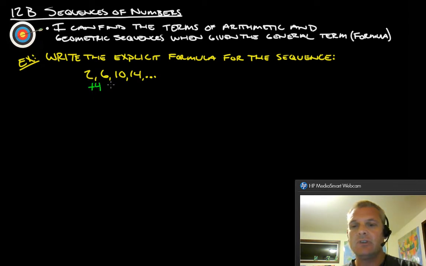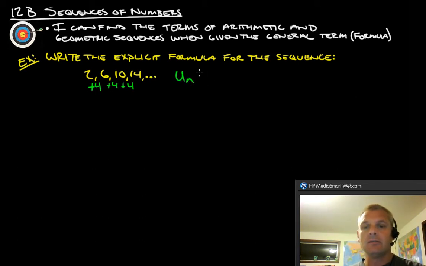So 2 plus 4 is 6. 6 plus 4 is 10. 10 plus 4 is 14. So we figured out that it's going up by 4 each time. Okay. So u sub n is going to be, again, it's going up by 4 each time, so I'm going to put 4 times n.